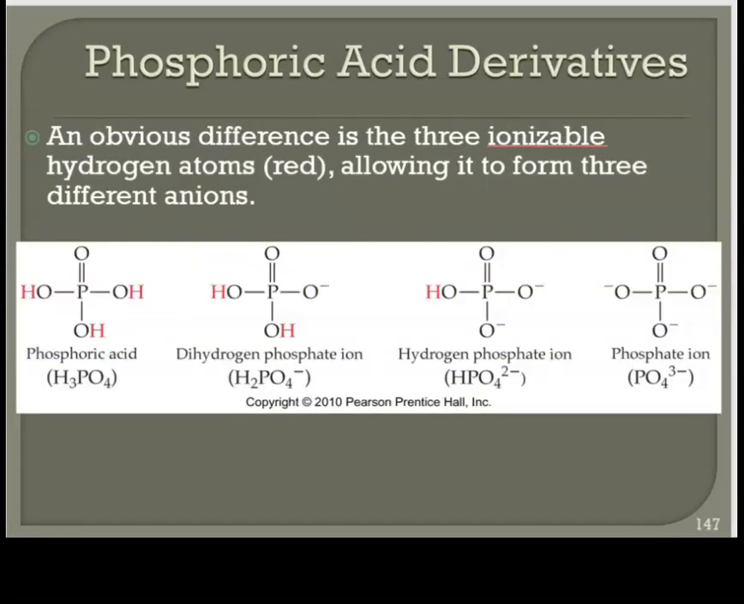So there are three ionizable hydrogen atoms in the red. That's why it's a phosphoric acid. It acts like an acid. It's actually able to release those as an acid in those different forms.